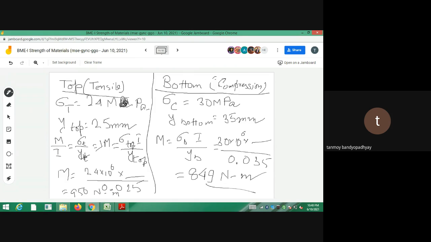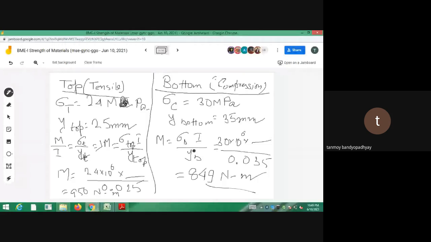So what is your suggestion? Which value should we take? We are getting two answers. One is based on compression, and one is based on tension. So which should we apply? The lower value. Always the lower value. Because if you calculate this one, you just choose the lower value.